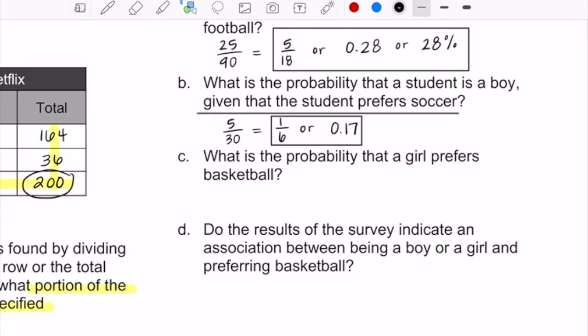The next question is also a conditional relative frequency as well. It says, what is the probability that a girl prefers basketball? So for this one, you're only looking at the girl row to get your total. So 50 total girls answered this survey.